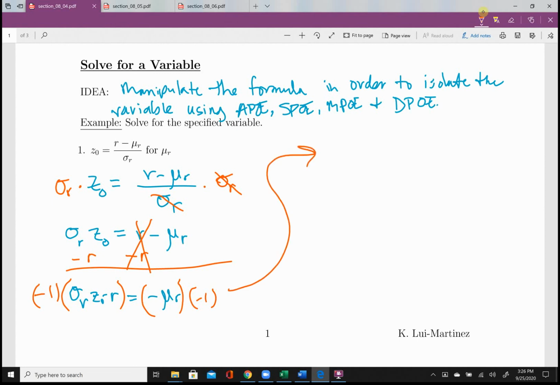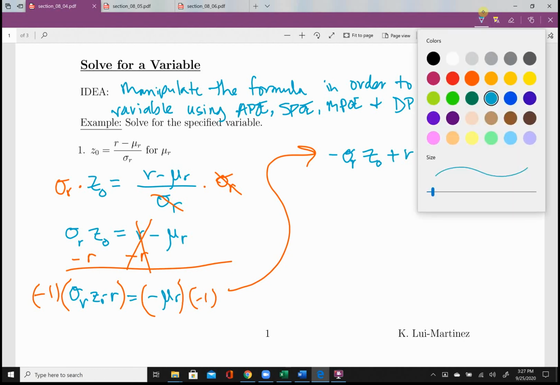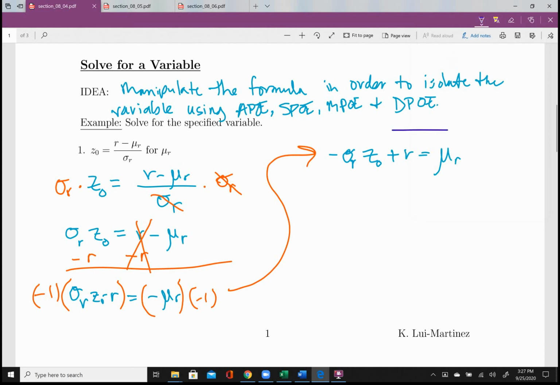So again, I'll continue over here. Let me just rewrite things with the -1 distributed all the way through. So that'll be a negative sigma sub r z sub 0, now plus r is equal to mu sub r. And you can totally leave your formula like this, or you can choose to pancake flip it to have it read a little bit better.